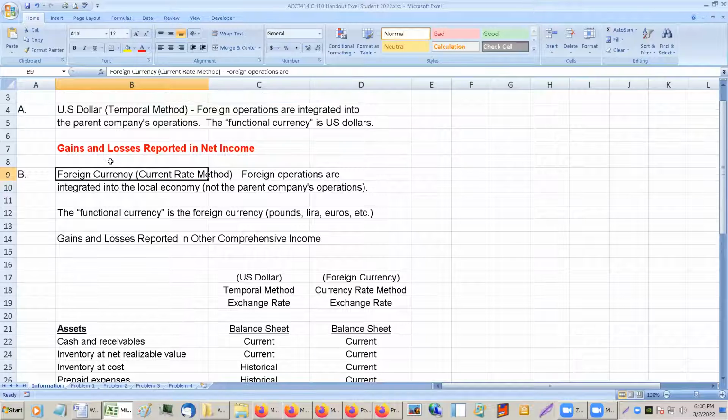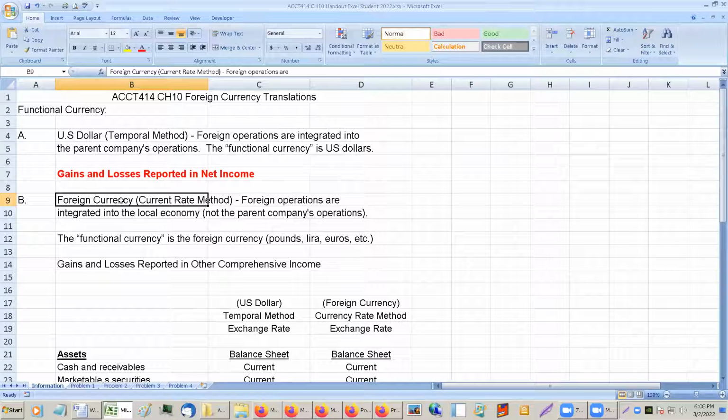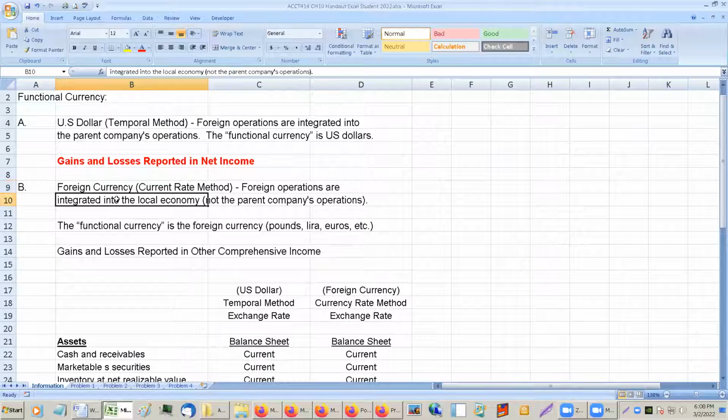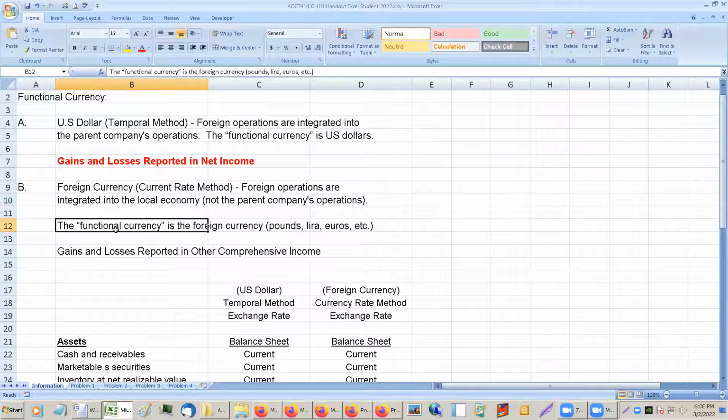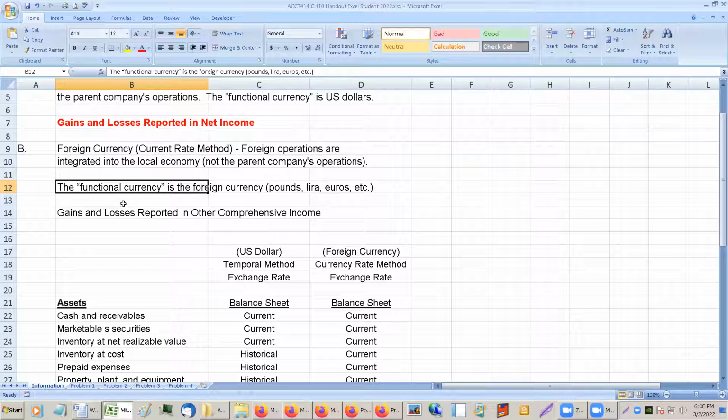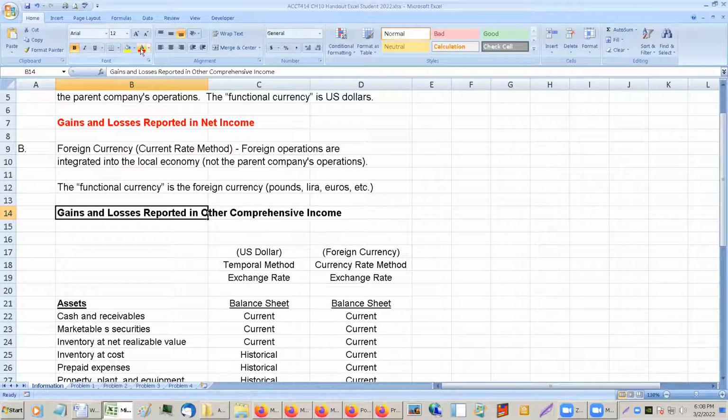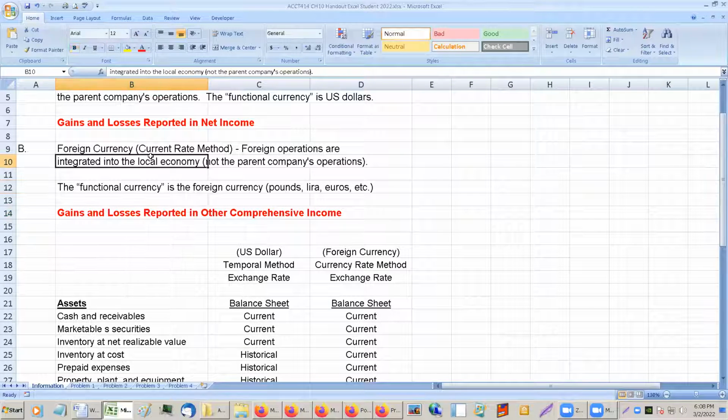If the functional currency is foreign currency, in other words, you're going to leave the currency in the foreign country, that it's going to be kept in that same currency, we use the current rate method. And you are going to keep it in that currency, probably because you're just going to leave it over there, wherever it is. I say over there, it could be in Canada, it could be Mexico, it could be down there. Whichever it is, you're going to leave it there.